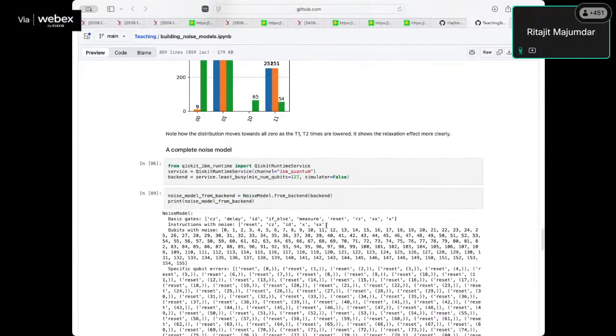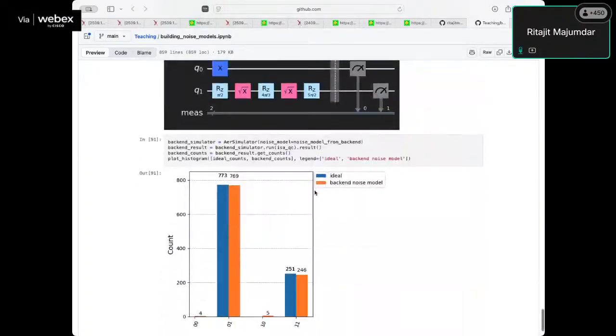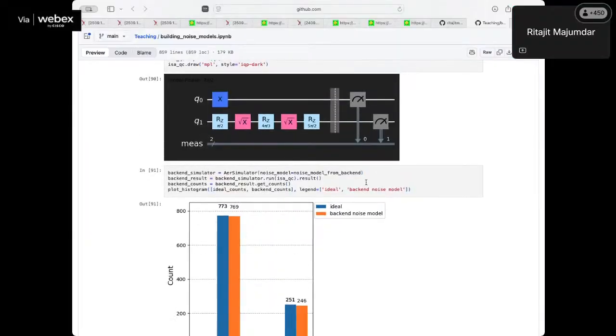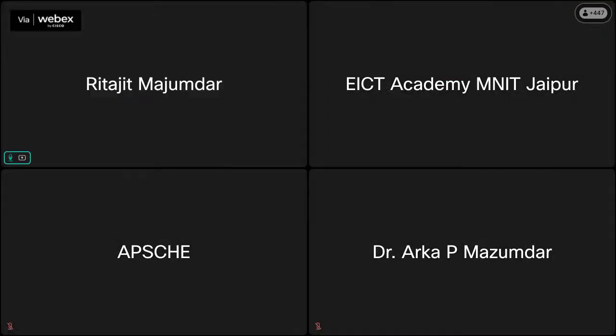And how do you take a complete noise model from one of the backends and run that? As I just said, at this point this is a very small circuit and the backends are pretty good, so hardly anything happens here. But yeah, I'll just share everything.